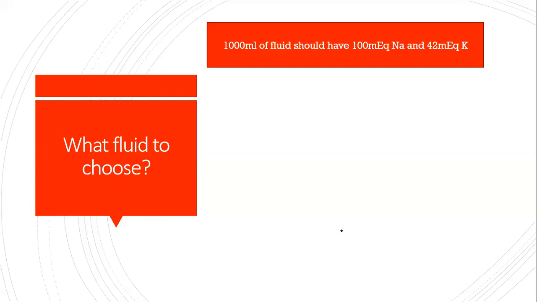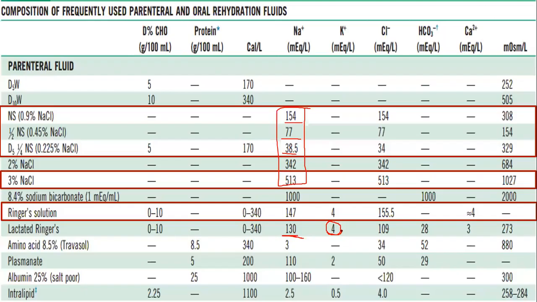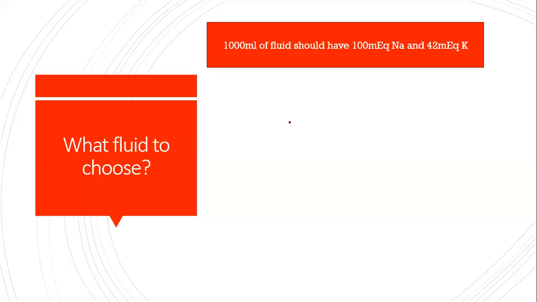So what fluid will you choose for this child? This child requires 1000 ml of fluid with 100 milliequivalents of sodium and 42 milliequivalents of potassium. So if you see this, 77 is the closest that you can find to the 100 milliequivalents, isn't it? So this is approximately 80 milliequivalents. The other ones are either too high or too low. So there's no ready-made fluid. You have only an approximate fluid, which is half NS. But is that enough? No, this is still not meeting your requirements of 100 milliequivalents of sodium, isn't it?